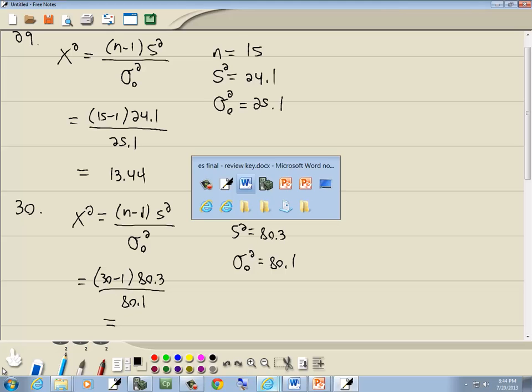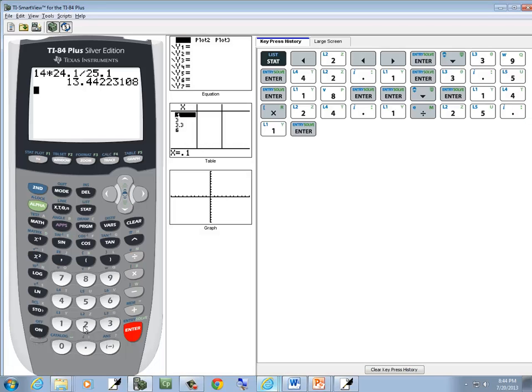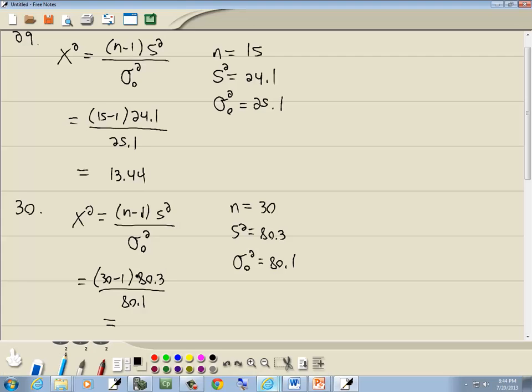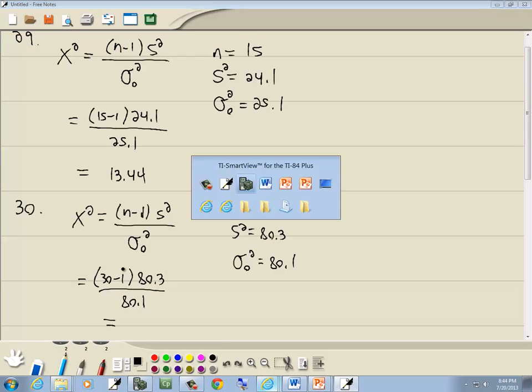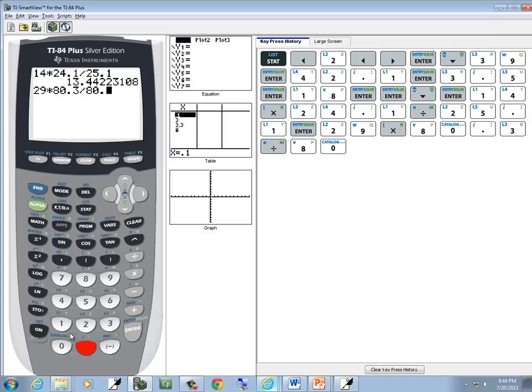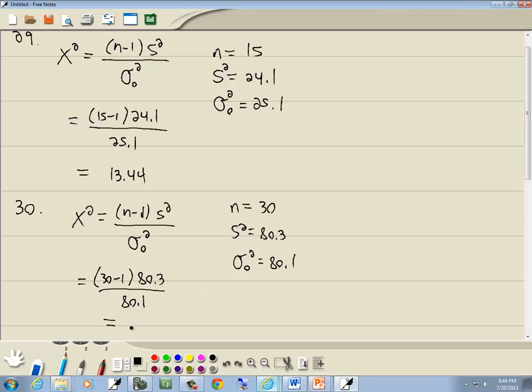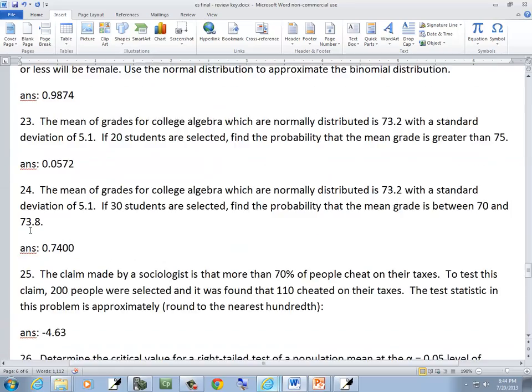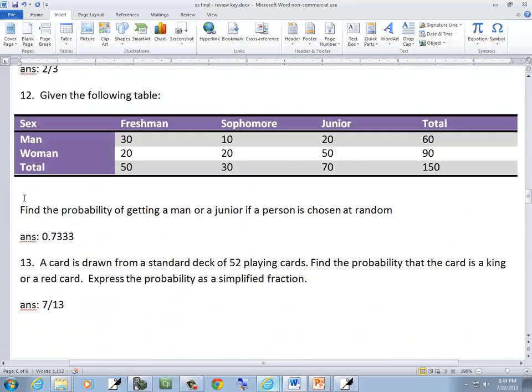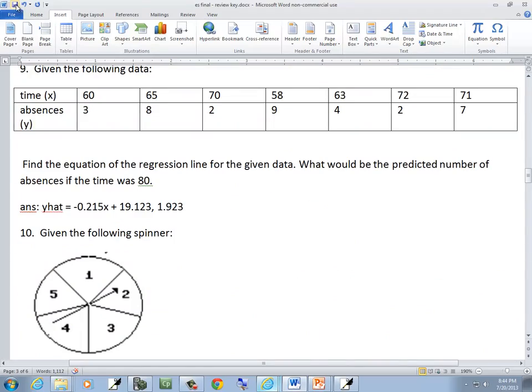30 minus 1 is 29, so I'll simplify a little bit. 29 times 80.3 divided by 80.1. And we get 29.07. And hopefully I wrote down all the answers for everything there. And that's our test review.